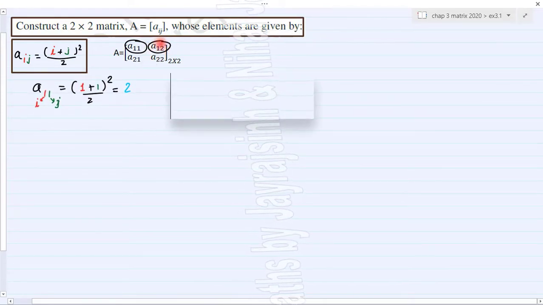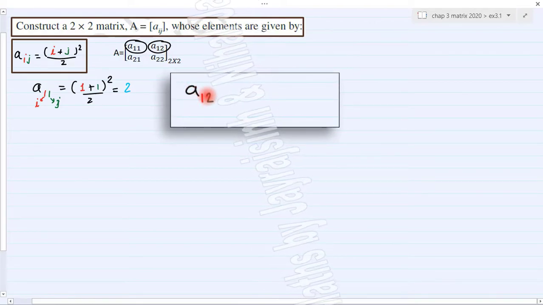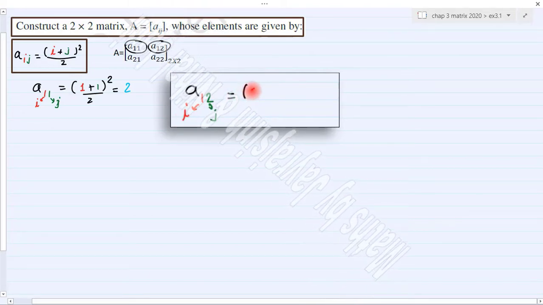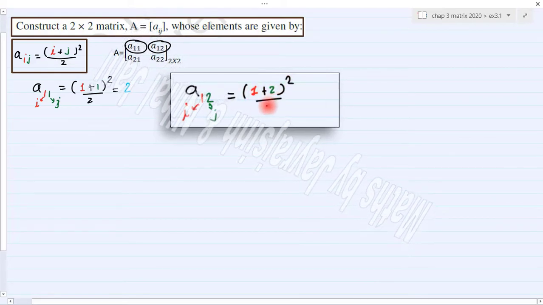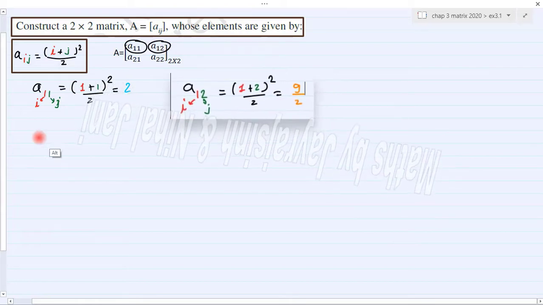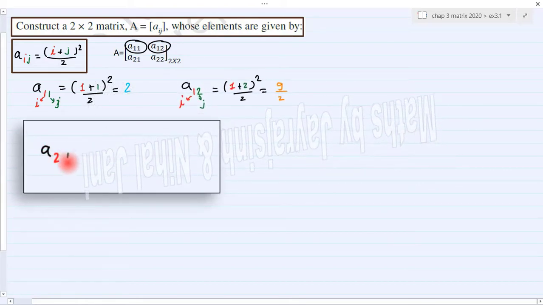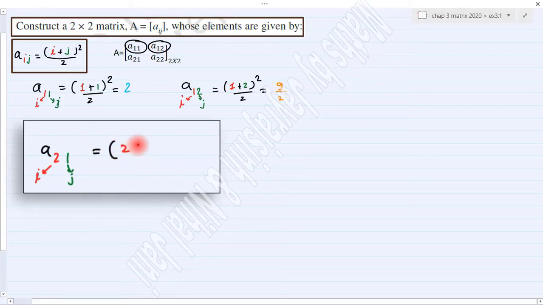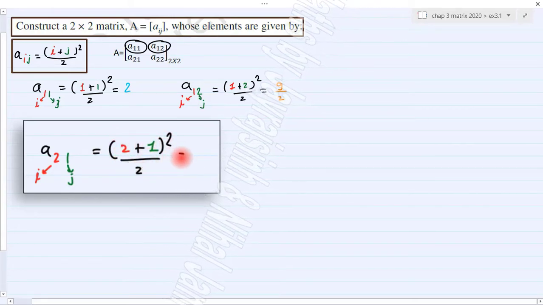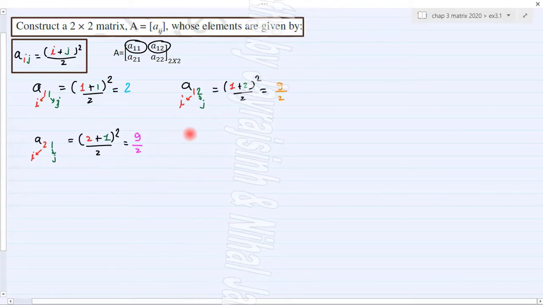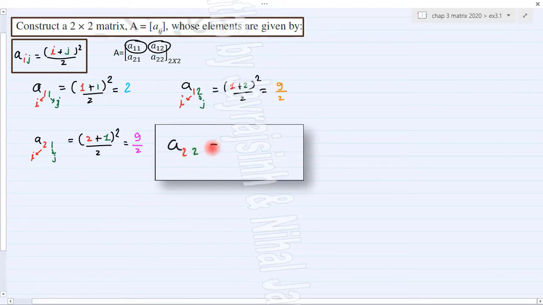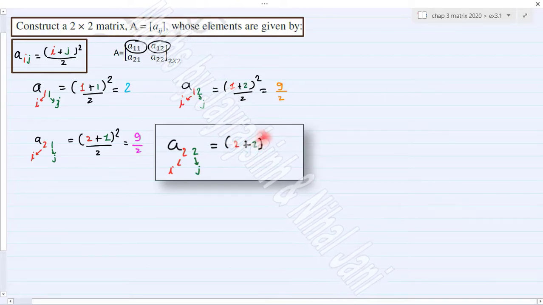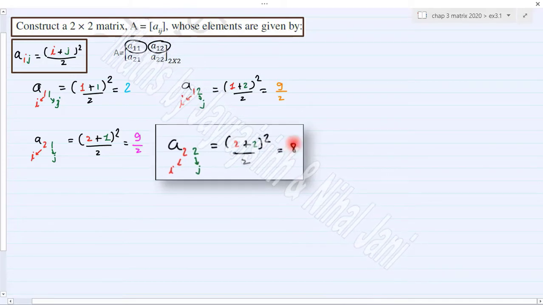Similarly, let's try to find the second element, which is a12. Your i is 1 and j is 2, which will be (1 plus 2) the whole square by 2, which will give us 9 by 2. Your next element is a21. Your i is 2 and j is 1. So it will be (2 plus 1) the whole square by 2, or we can say 9 by 2. And your last element is a22. i and j both are 2. So we will get (2 plus 2) the whole square by 2, which will give us 8.